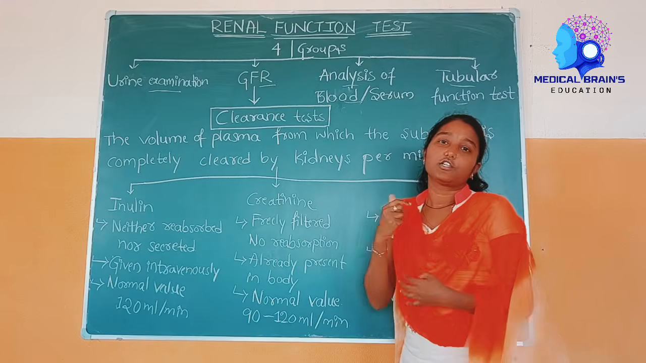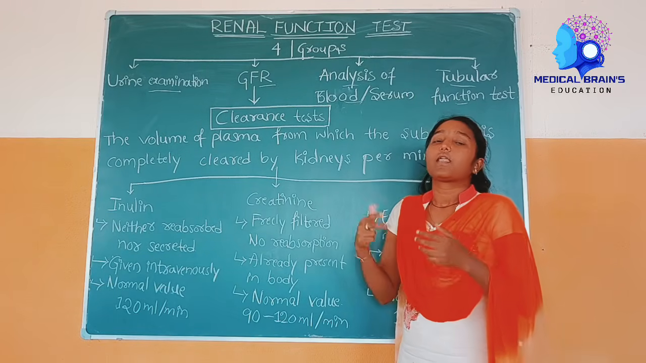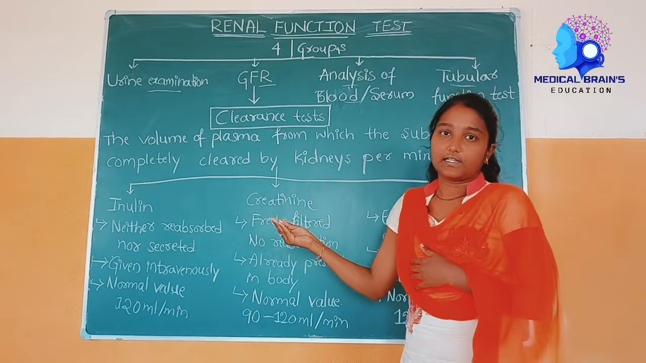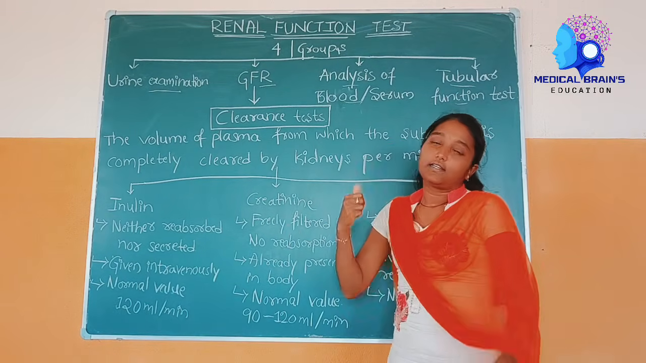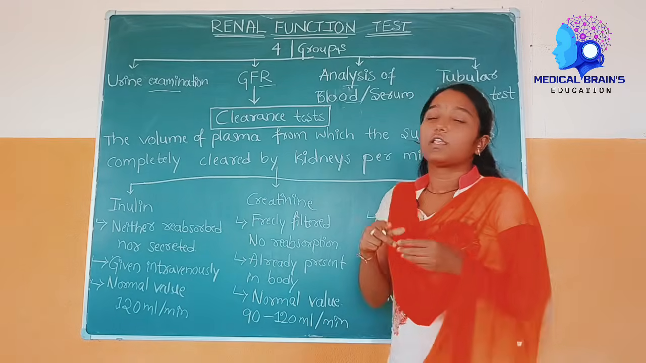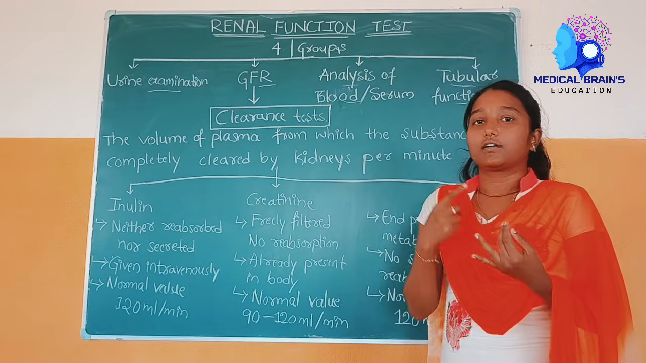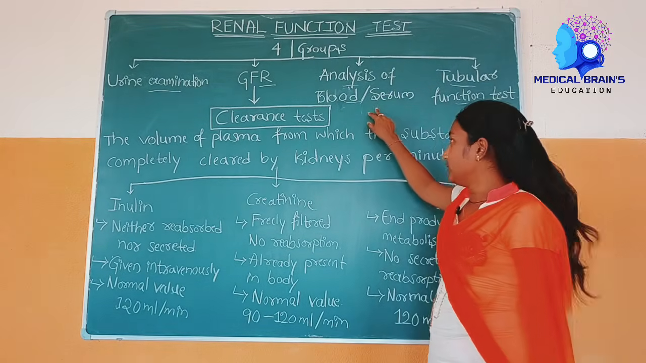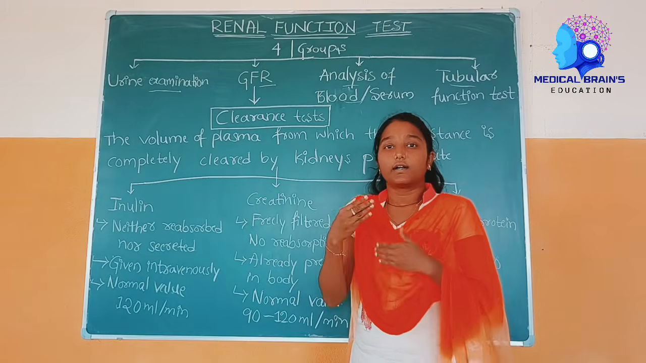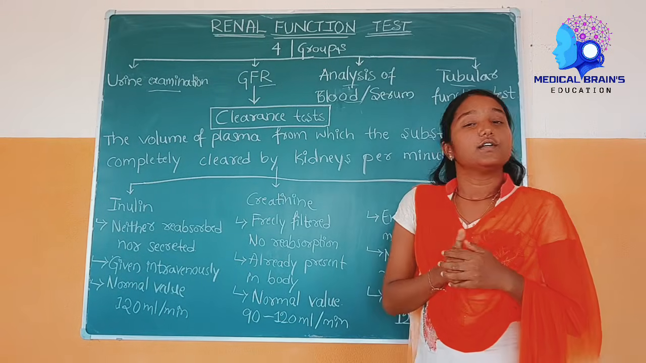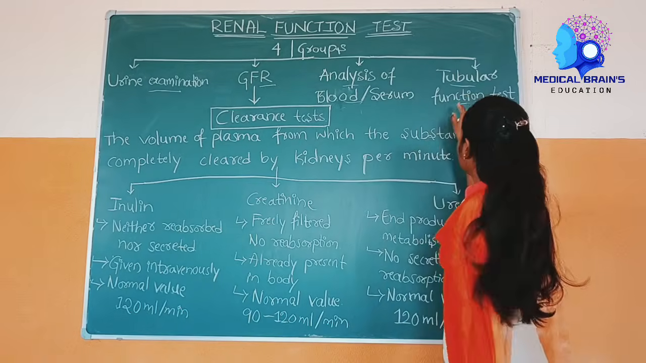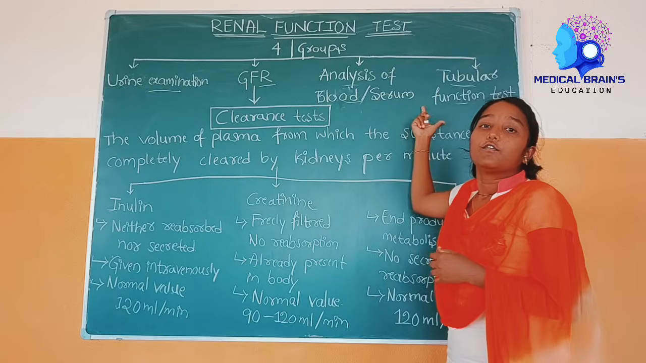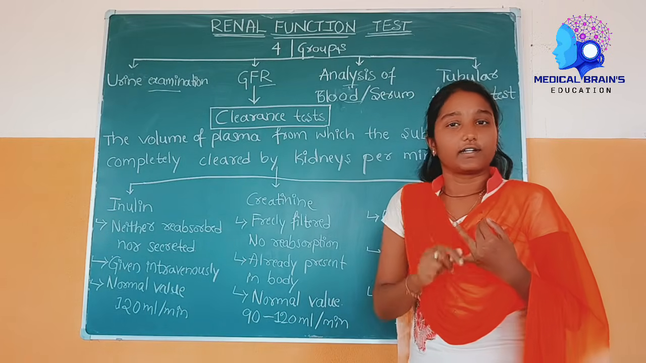In the urine examination there are two types, that is the physical examination and the biochemical examination. In the physical examination, we collect the urine sample and detect the color, odor and other physical parameters, and in the biochemical examination, we detect glucose, ketones, etc. Then in the analysis of blood or serum, we test for electrolytes such as sodium and potassium. And in the tubular function test, we perform the concentration test and the dilution test.